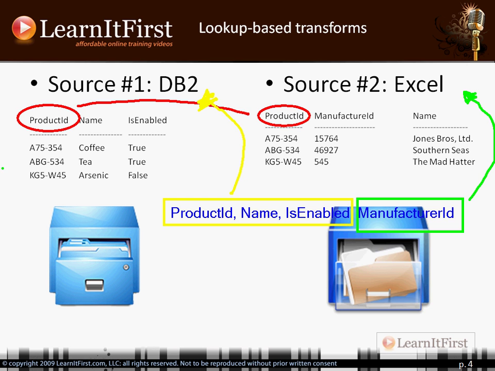So I am going to use this column's value as a lookup to say, hey, what's the manufacturer for product ID A75354? Oh, it's 15764. And so now in my output, I have this value here. Now I'm running out of room. For the product ID, for the name, for the is enabled, and for the manufacturer ID. So I have a 4-column output, for example, that's coming from 2 sources. And I used a lookup transformation so that I could look up the value from one data source to another.